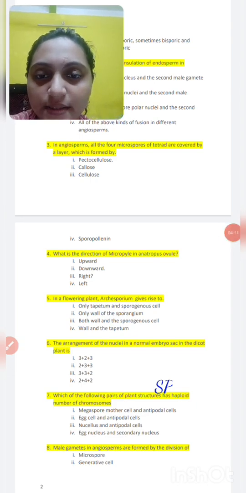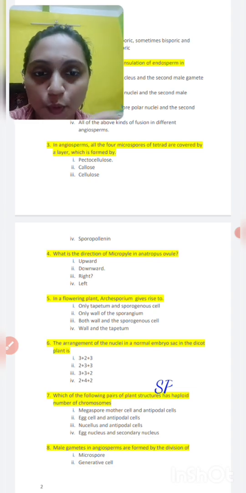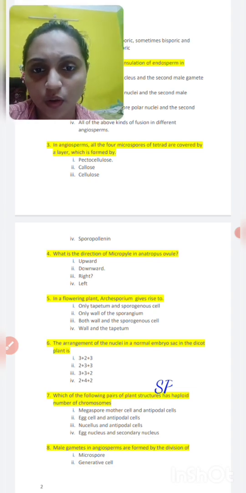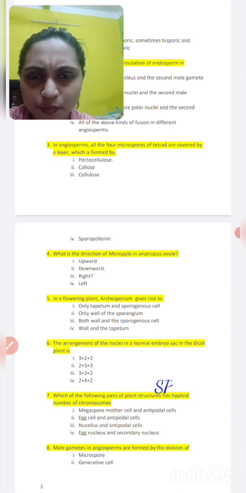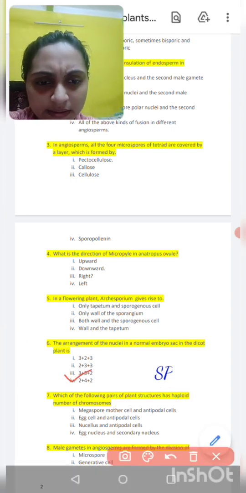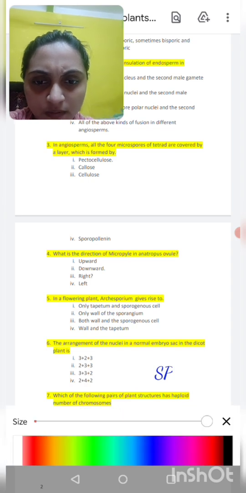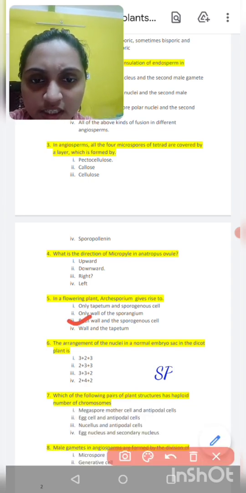Now student, the next question, question number 5. In a flowering plant, Archisporium gives rise to: only tapetum, then the second option is sporogenous cell only, wall of the sporangium only. The third option is both wall and sporogenous cell, and the fourth one is the wall and the tapetum.